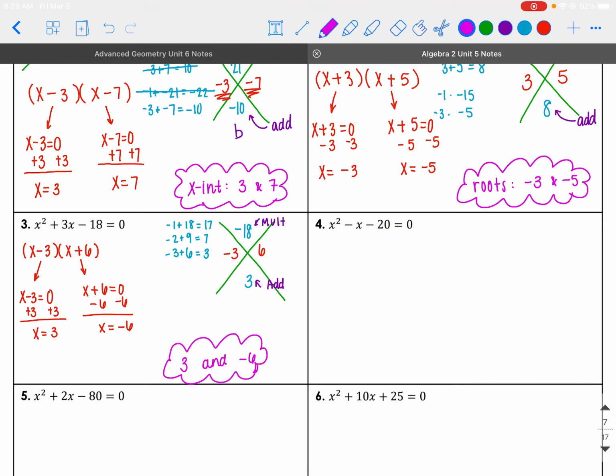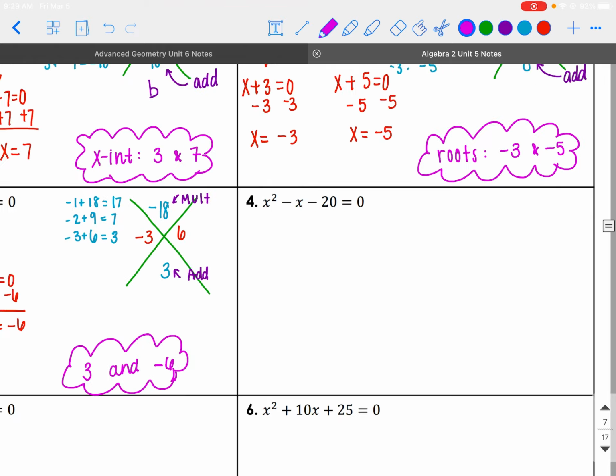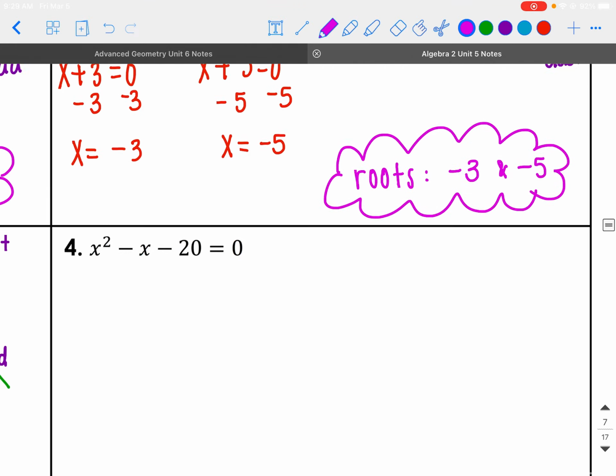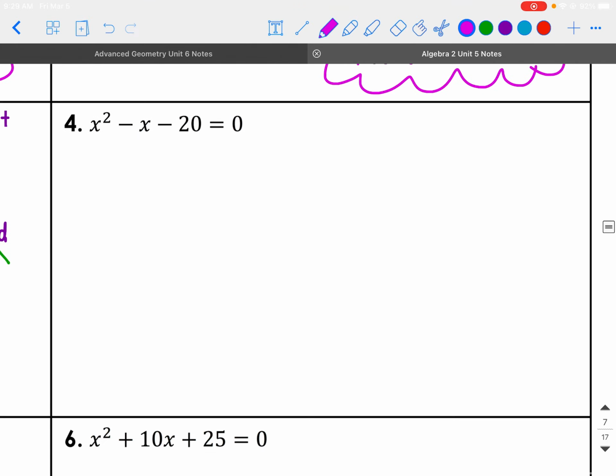All right, there's 3 more questions. I would love for you to pause your video and actually try these out. See if you can figure out what the x-intercepts are. And if you feel confident about it, you can just scroll through and check your answers. And if not, you can continue watching. All right, number 4. I'm going to move a little bit faster. You can always change the playback speed to slow it down.